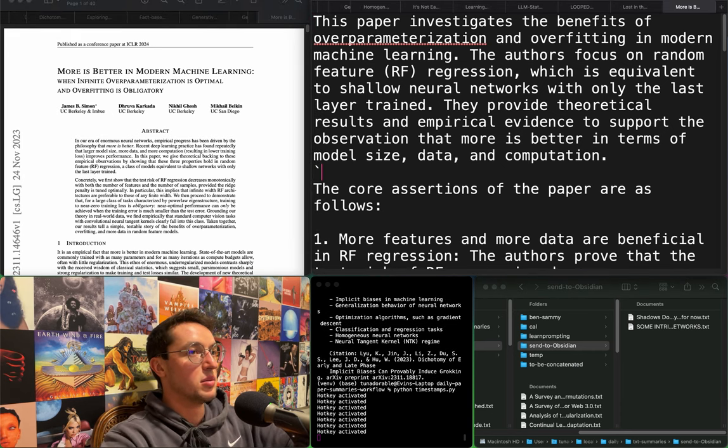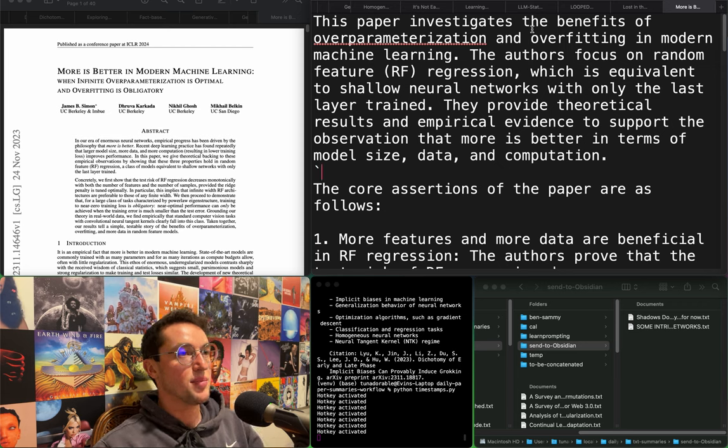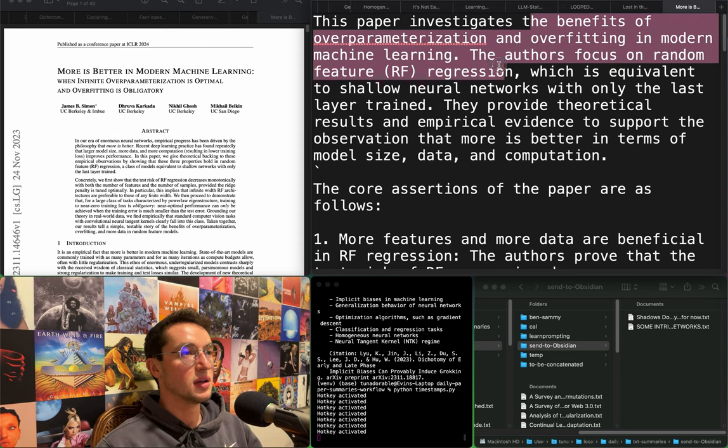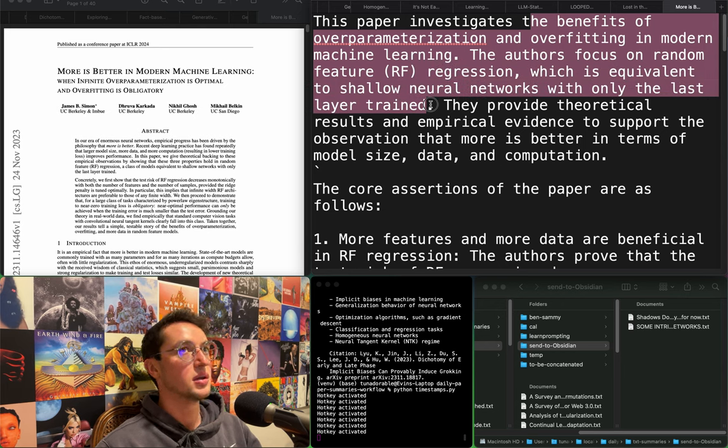More is better in modern machine learning. When infinite overparameterization is optimal and overfitting is obligatory. Investigates the benefits of overparameterization, overfitting. The authors focus on random feature regression, which is equivalent to shallow neural networks with only the last layer trained.